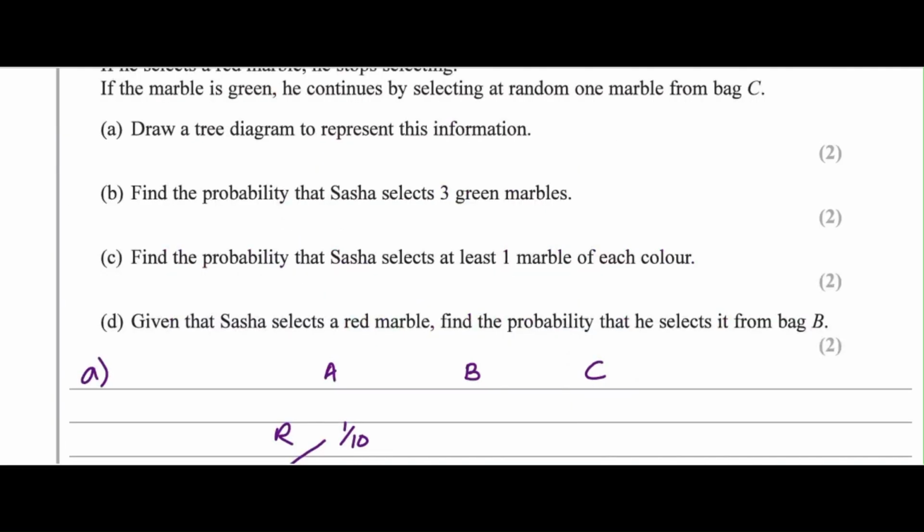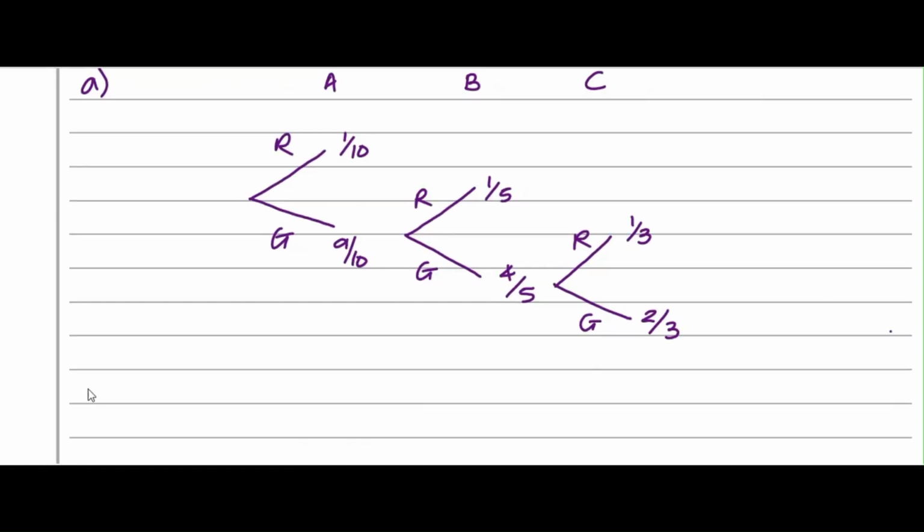Part B. Find the probability that Sasha selects 3 green marbles. So probability of selecting a green, again a green, again a green will be equal to 9 over 10 times 4 over 5 times 2 over 3, that is equal to 72 over 150.